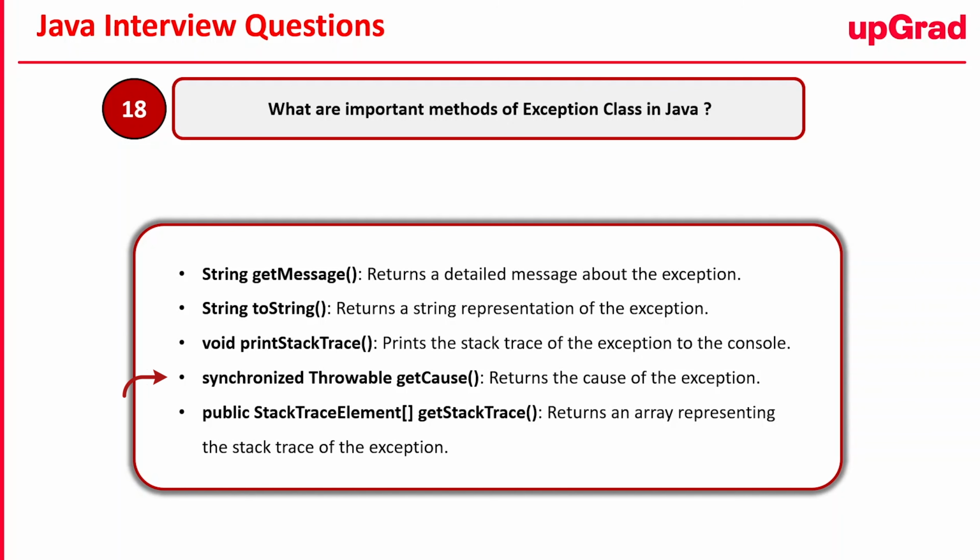Then synchronized Throwable getCause. This method returns the cause of the exception. Then there is StackTraceElement getStackTrace. This method returns an array representing the stack trace of the exception. So these methods are essential for debugging and understanding the nature of the exception. This explanation is concise and covers the primary methods in the Throwable class, highlighting their importance in exception handling.